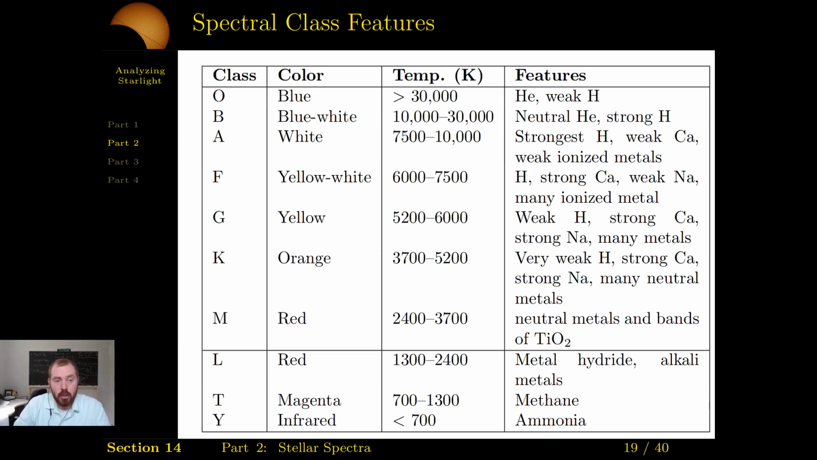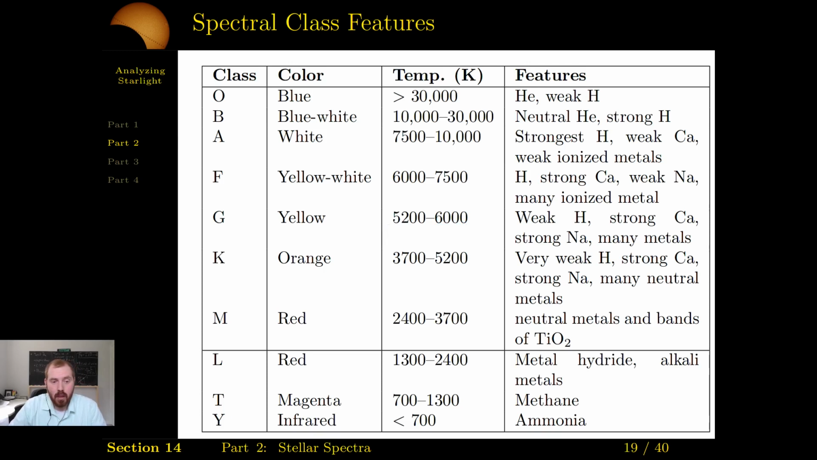So here's our spectral classes again, and we can associate our sun, G2. Our sun's in the G range. Going along with, think about the color. We say our sun is a yellowish color. It's in the range of 5,000 to 6,000 Kelvin.